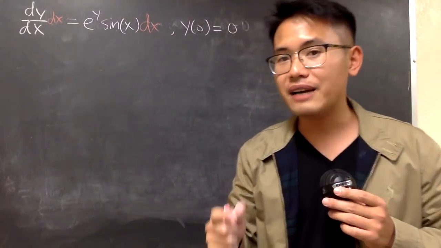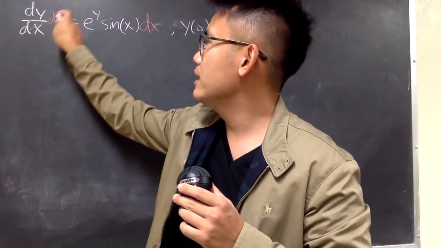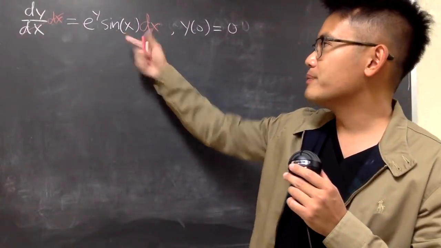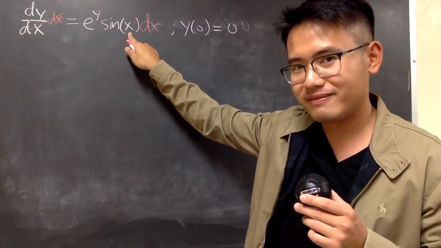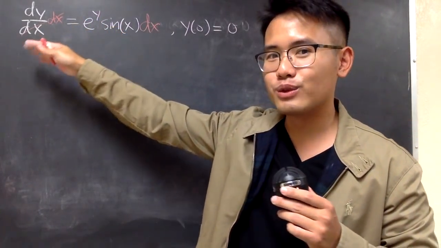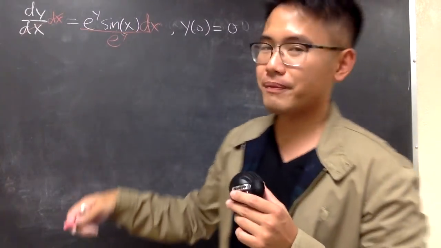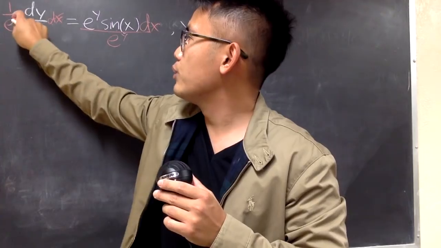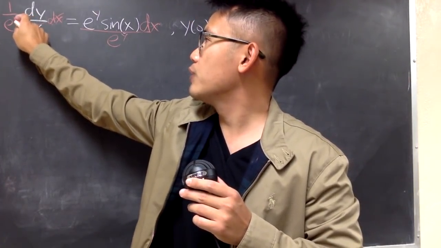You should not have the differential in the denominator. Then when you do that, they cancel out, of course. And if you look at the right hand side now, we are in the x world. So sine x stays, but e to the y has to go away. It's okay, I can just divide both sides by e to the y. And on the left hand side, I will just put down 1 over e to the y like that.